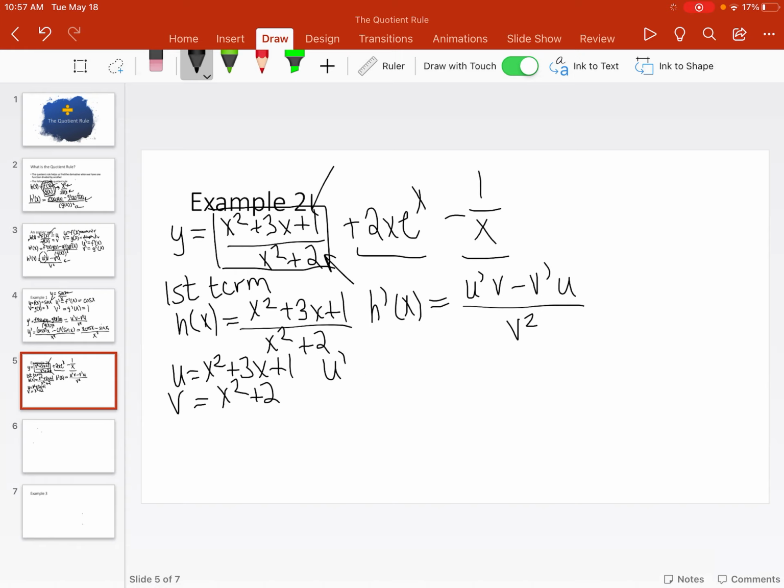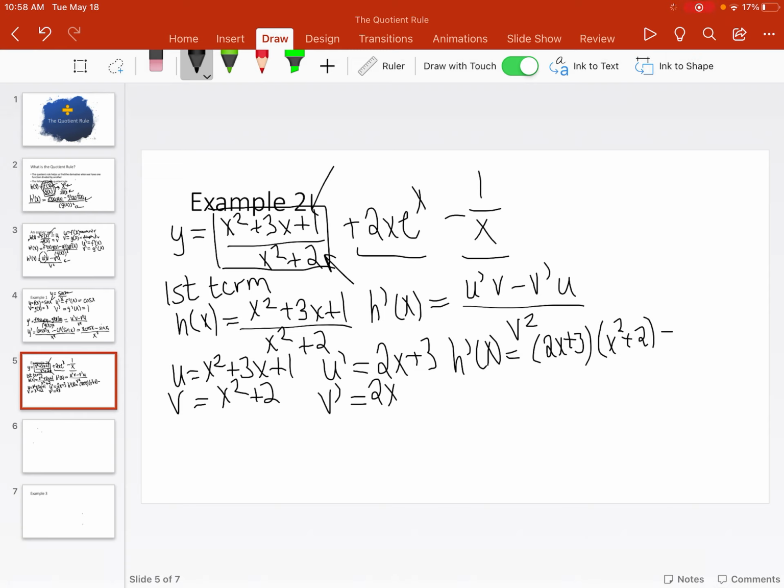So let's find u prime. Take the derivative with respect to x, so we get 2x plus 3. And find v prime: same thing, 2x. We just take the derivative. Now put all the pieces of the puzzle together. So we get h prime of x. Well, u prime is just 2x plus 3, and like I said, put it in brackets when you're starting off. And now what's v? Well, v is x squared plus 2.